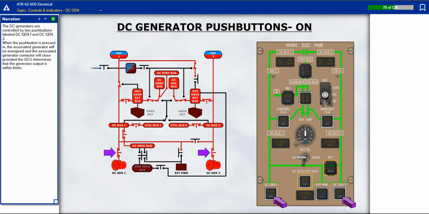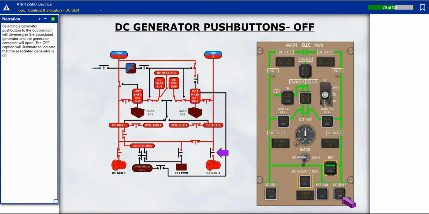The DC generators are controlled by two push buttons labeled DC Generator 1 and DC Generator 2. When the push button is pressed in, the associated generator will be energized and the associated generator contactor will close, provided the GCU determines that the generator output is within limits. Selecting a generator push button to the out position will de-energize the associated generator and the generator contactor will open. The off caption will illuminate to indicate that the associated generator is off.